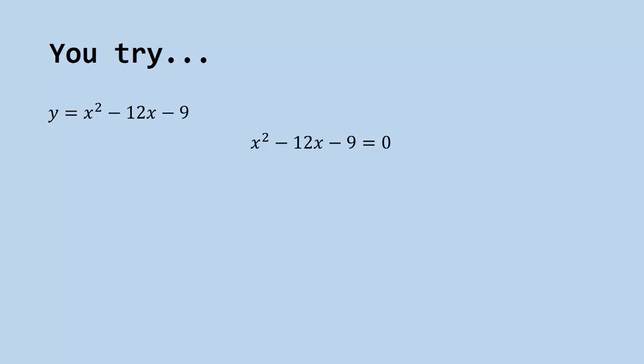Now I'm going to have you try. We have y equals x squared minus 12x minus 9. I've already set it equal to 0 for you. x squared minus 12x minus 9 equals 0. Pause the video, try to work through the problem. After you've completed it, restart the video, and you can check your work against mine.